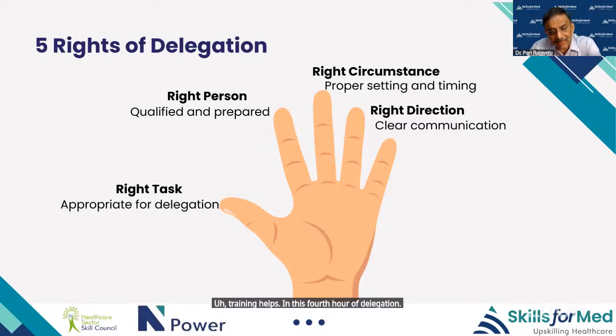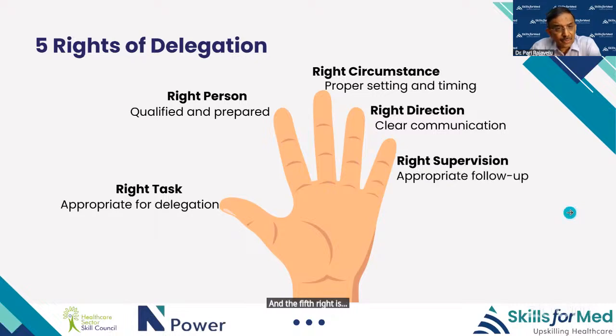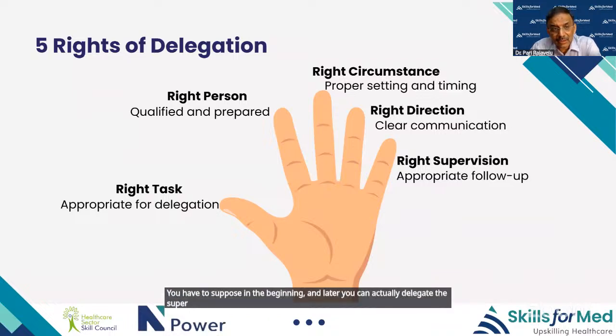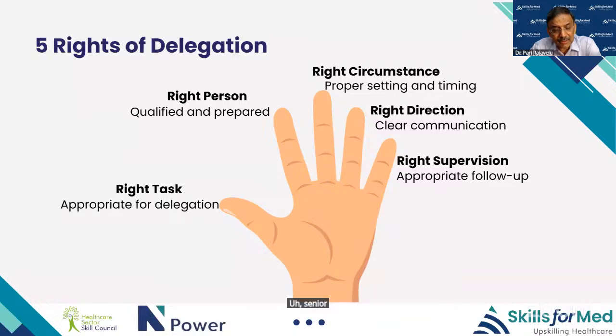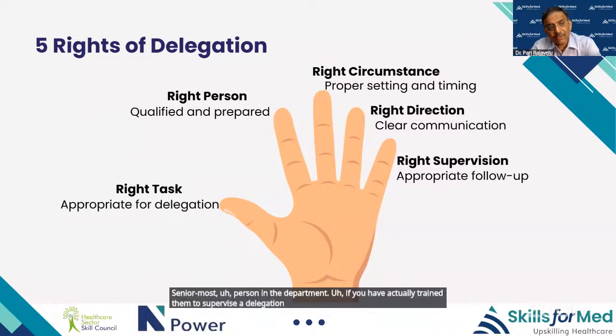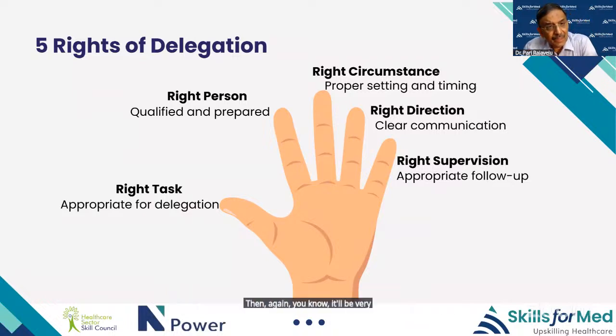And the fifth right is the right supervision. As I told you, you have to supervise in the beginning, and later you can delegate the supervision also to the senior-most person in the department, if you have trained them to supervise the delegation. So if you follow these five rights of delegation, it will be error free, or less error prone. Next slide.